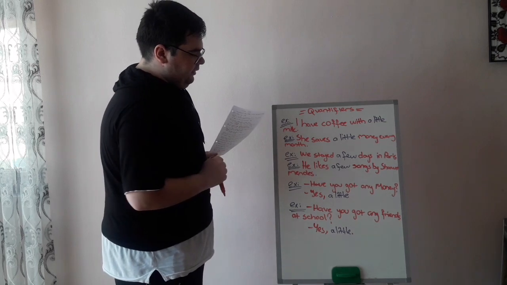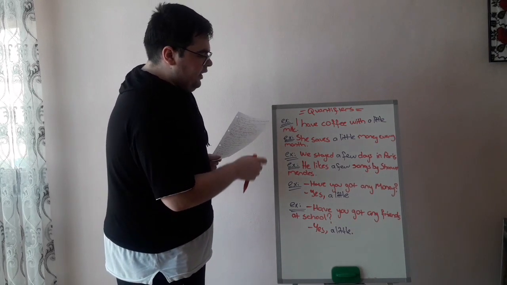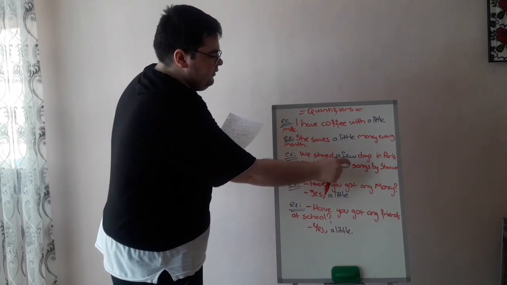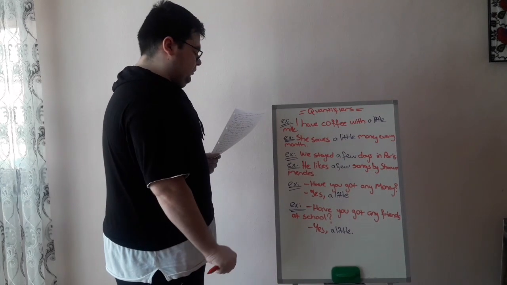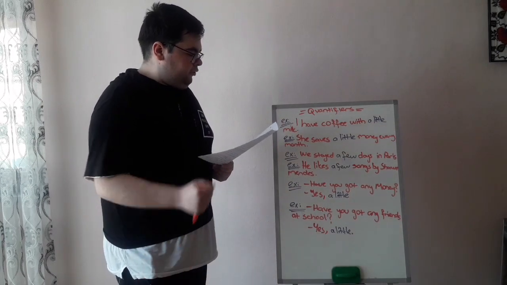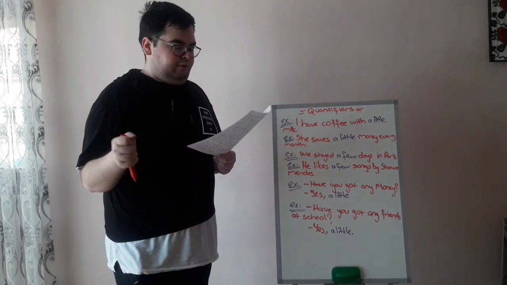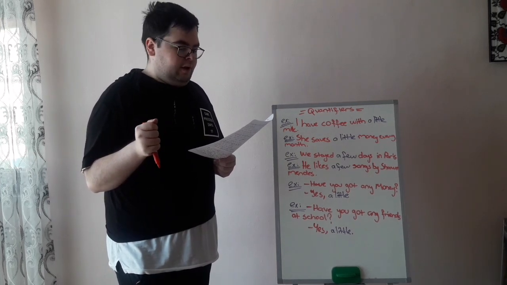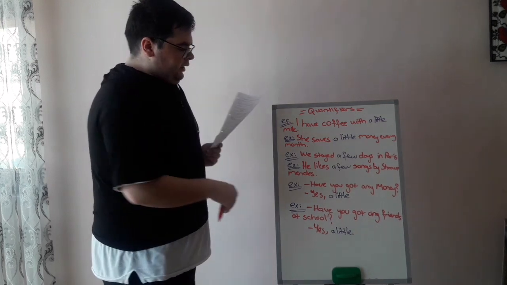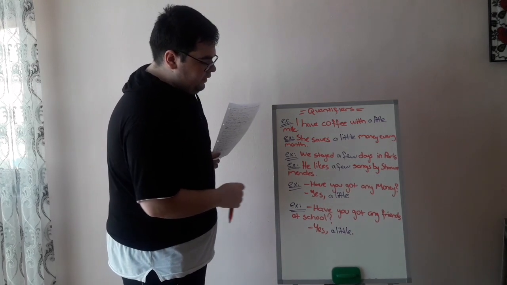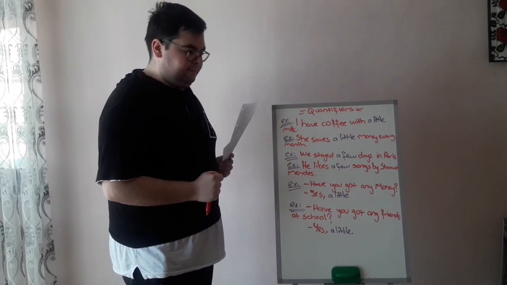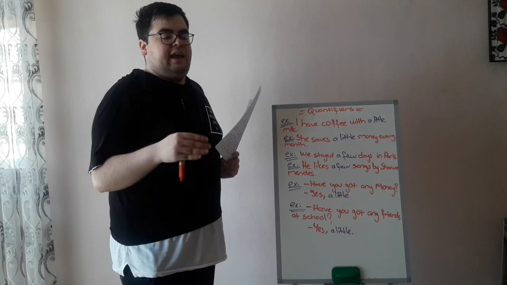Let's look at another example. He likes a few songs by Shawn Mendes. Songs, plural countable noun. We can use a little and a few without a noun when it is clear what we are talking about. Let's look at our example. Have you got any money? Yes, a little. That means I have a little money.